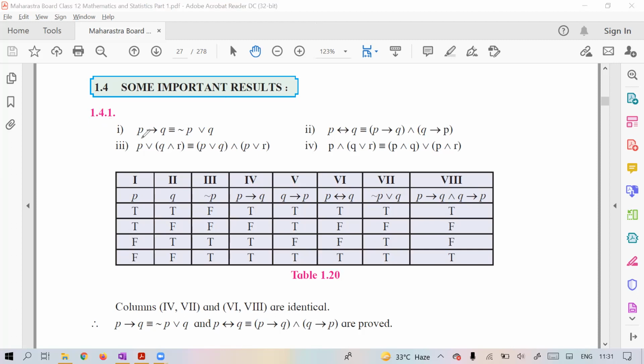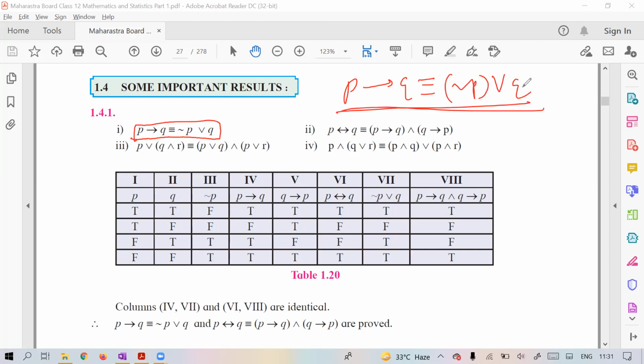So the first result is P implies Q is equivalent to not P or Q. Suppose I want to prove this. When we want to prove two statements are equivalent, we just make a truth table and prove that both have the same truth values. So look at P implies Q and look at not P or Q. You will see both have the same truth values. So that's why both are equivalent.